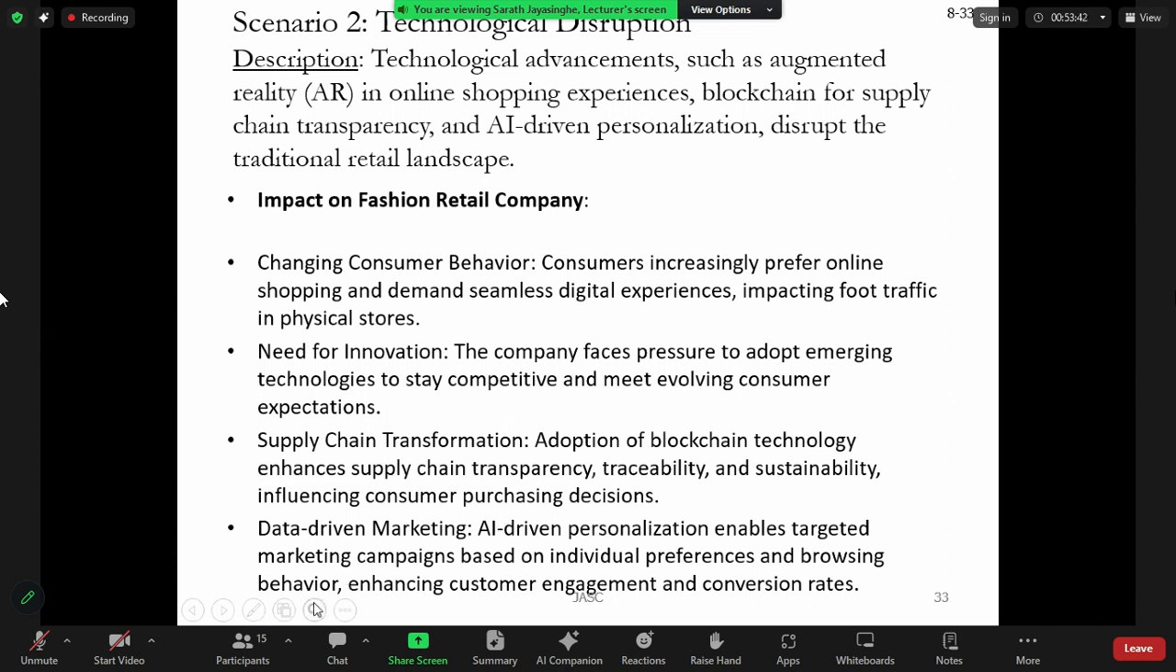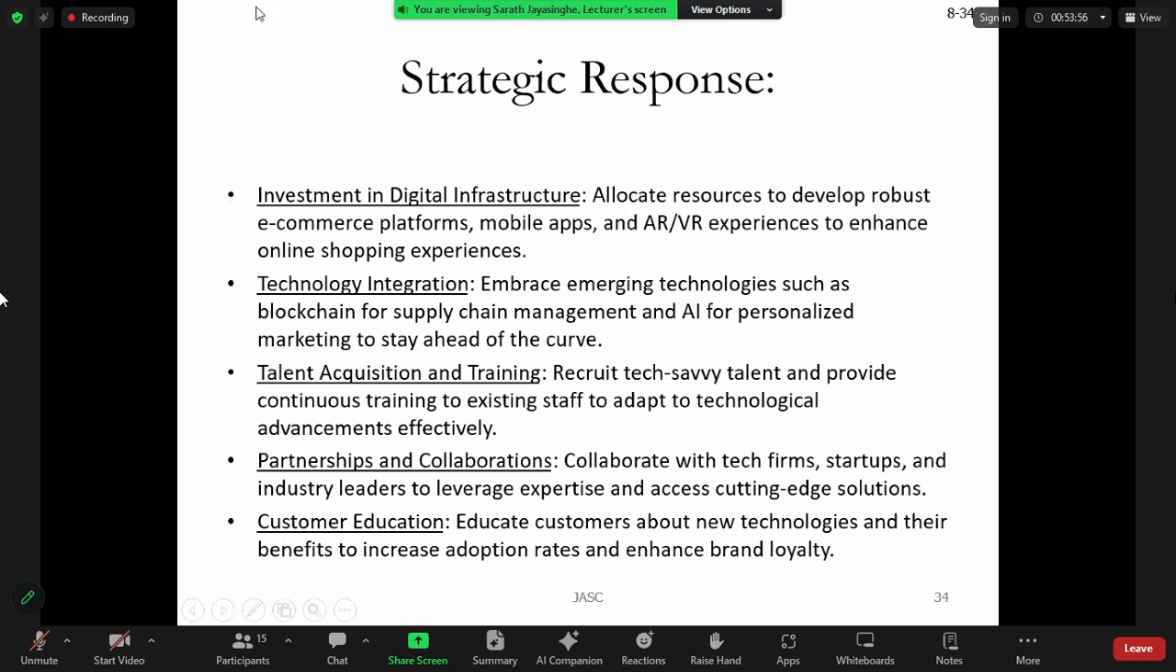Then data-driven marketing: AI-driven personalization enables targeted marketing campaigns based on individual preferences and browsing behavior, enhancing customer engagement and conversion rates. And then you have to have some strategic options or strategic approach to this and how you can respond.